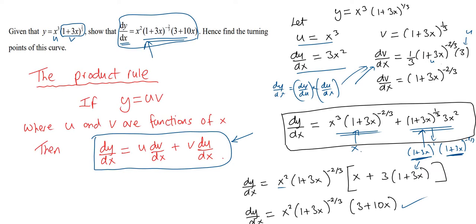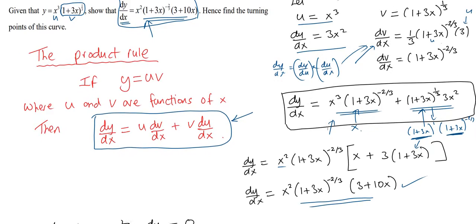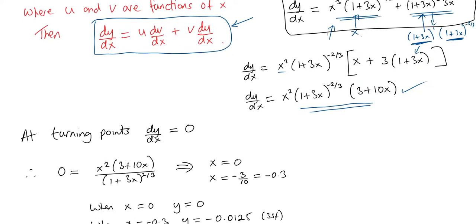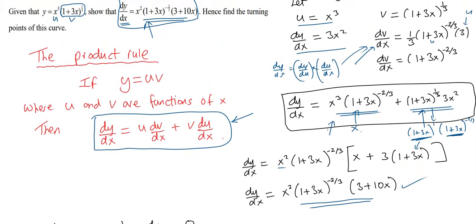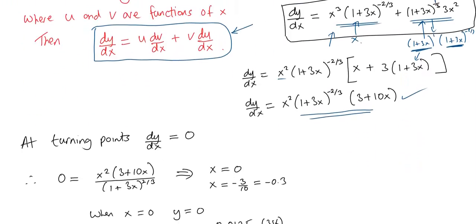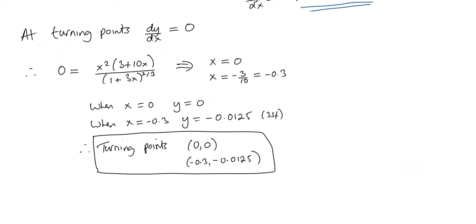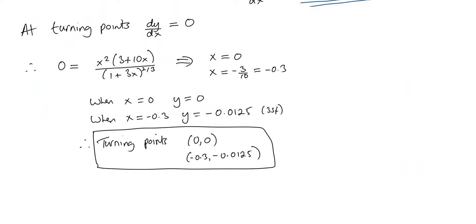So why do we want it in this form? Because when we can write it in this form, we can find out where the turning points are. It would be more difficult writing it in the other form to find the turning points, because we need to know when dy by dx is equal to 0. At the bottom here it says find the turning points of this curve. At the turning points, or stationary points, dy by dx is equal to 0.